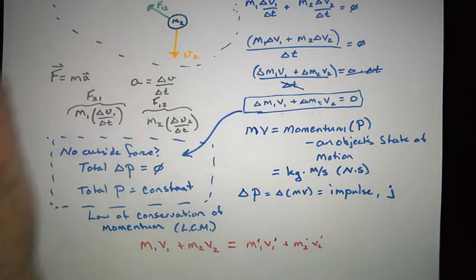Or, what would a collision be in reverse? Instead of two things colliding, what would be in reverse? A separation. What if it happens violently? An explosion of some kind.